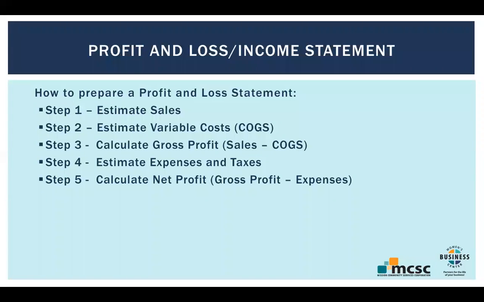So you take your estimated sales, you take your estimated variable costs if you're selling a physical product, and that helps you calculate your gross profit. So your sales minus your cost of goods sold will give you a gross profit number. So that's how much you're basically making on reselling those goods.